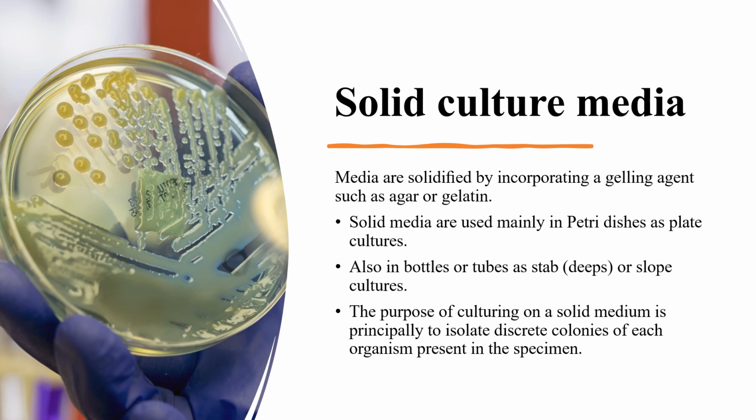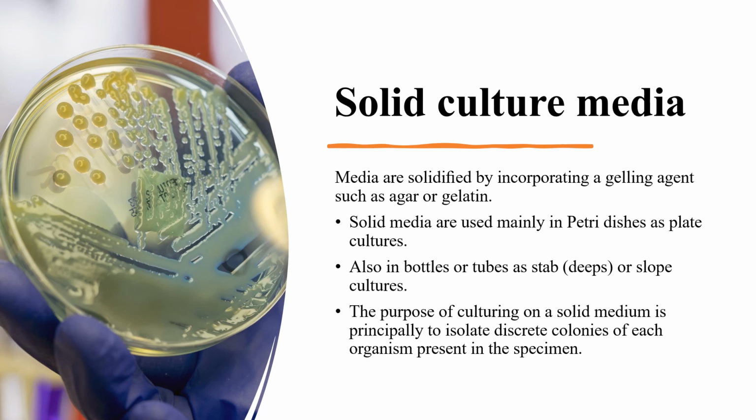Each colony represents a cluster of cells derived from a single bacterium. Solid media can also be used in bottles or tubes for different cultures. In stab cultures, a sterile needle or loop is used to introduce the bacteria into solid medium by stabbing it into the medium. This creates a vertical column of bacterial growth.